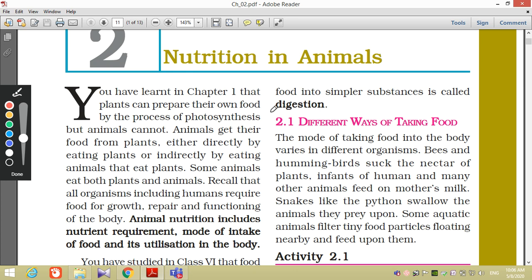So in the last class we discussed animal nutrition and digestion. What was animal nutrition? Animal nutrition includes three things: nutrient requirement, mode of intake of food, and its utilization in the body.